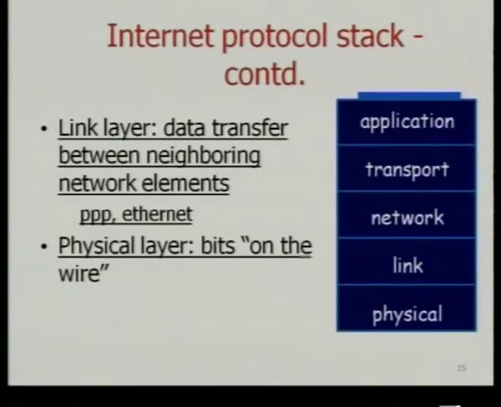The bottommost layer that we have is the physical layer. What is the job of the physical layer? It's the one which actually transmits the bits on the wire. So these are the 5 layers that we have in the internet protocol stack.